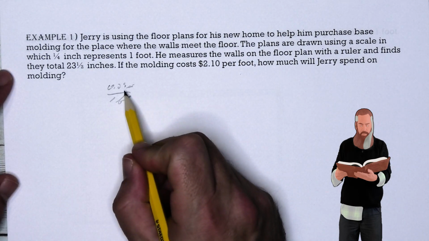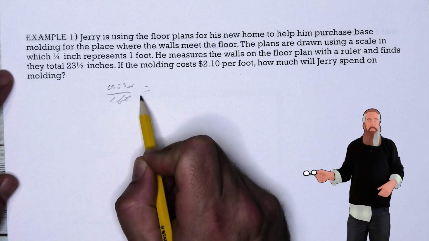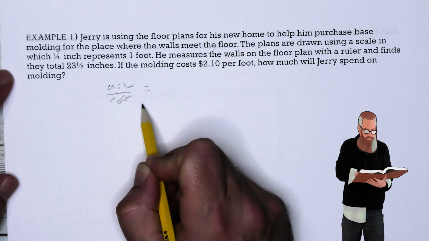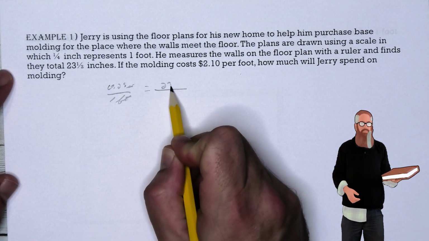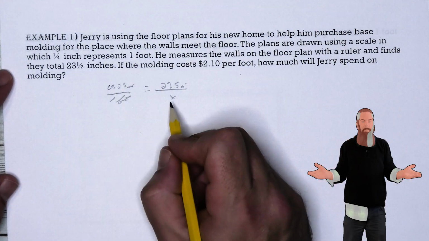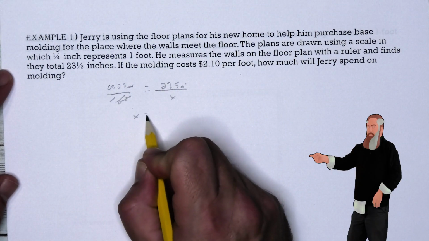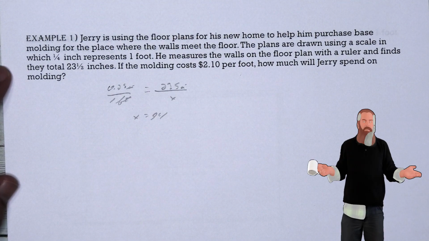So if we have 1/4 inch for every foot, this is the number of inches in the floor plan, and this represents the actual number of feet in the room. We know that the floor plan gives 23.5 inches, but we don't know how many feet that is. If we solve for x, then we would find that x is 94. So Jerry needs 94 feet of molding.